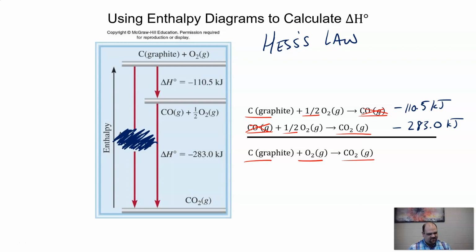Once we have that information, we add these two together, and if we do that, we add the two delta H's together. And so negative 110.5 plus negative 283.0 gives me negative 393.5 kilojoules. And that is, in fact, the answer. Okay. One more example using Hess's law that's a little bit more complicated, and then we'll be done with Chapter 6.